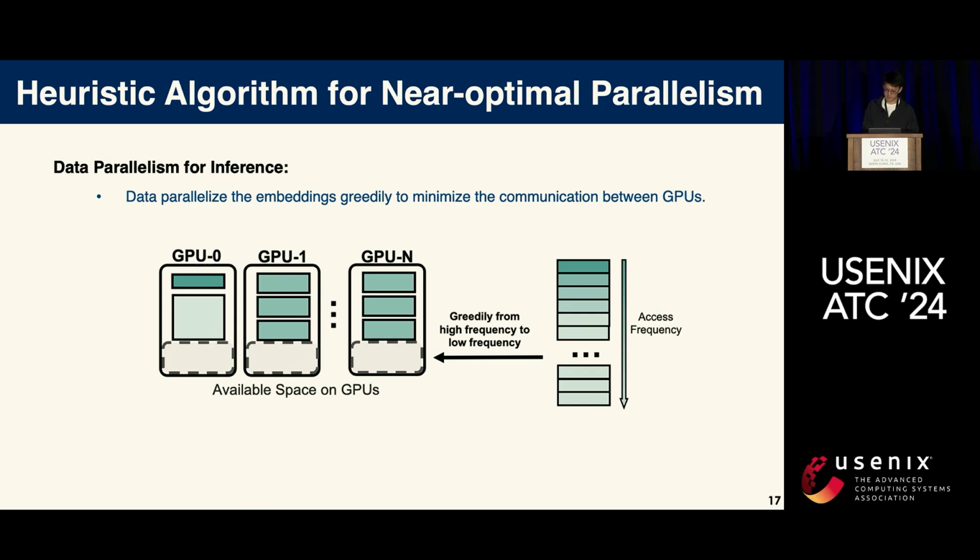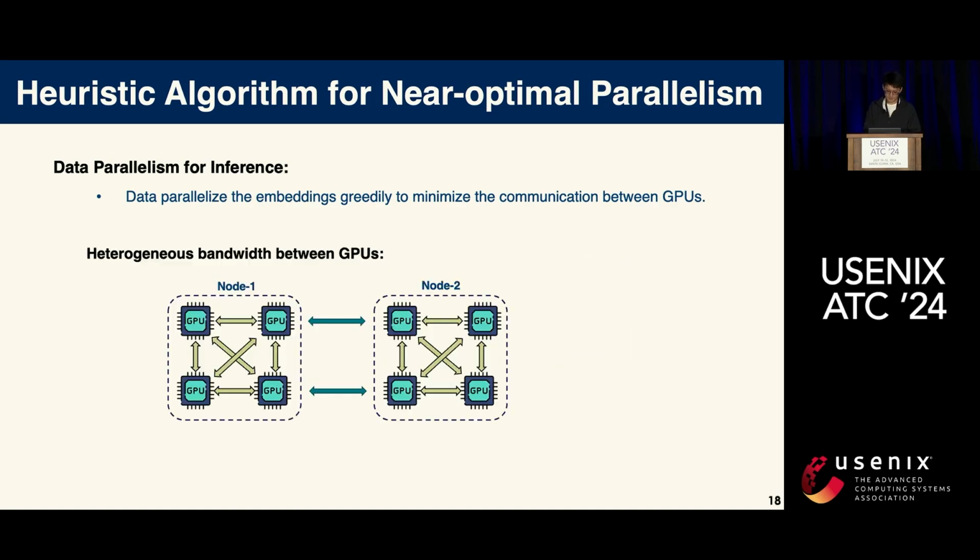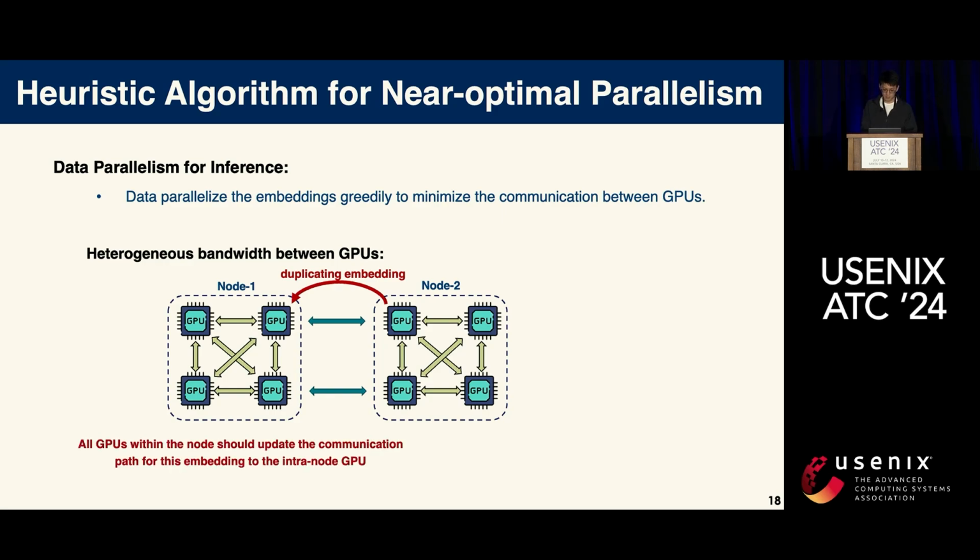However, there's one aspect that requires particular attention in a multi-node setting. Since the communication bandwidth between GPUs is not equal, intra-node NVLink usually has a larger bandwidth than the inter-node networking. So when we duplicate an embedding from an inter-node GPU, we should update the communication path of this embedding to the intra-node GPU to reduce the inter-node traffic.